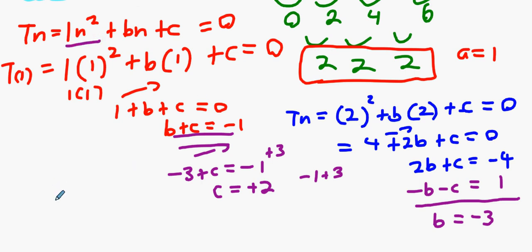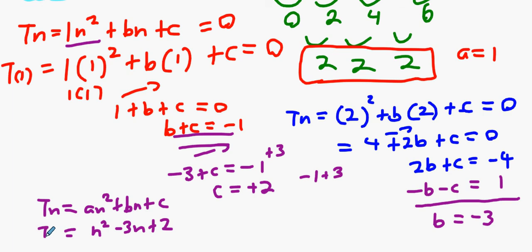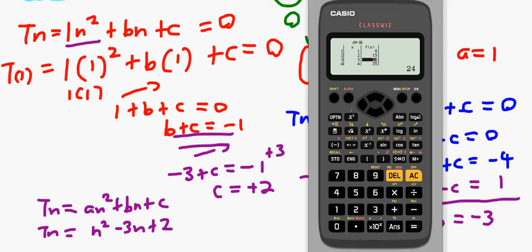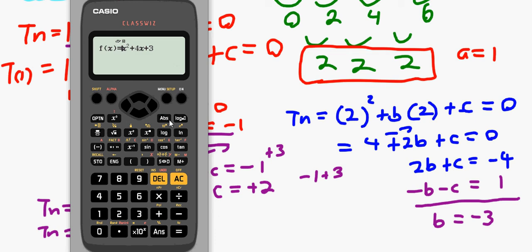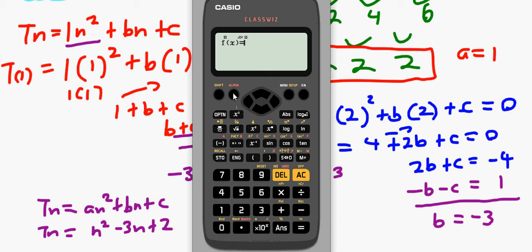Now, guys, your formula is an squared plus bn plus c. What's the a value? 1. What's the b value? 3. What's the c value? 2. Get out your calculator. Press mode, table function. Then do the formula. It's going to be x squared minus 3x plus 2.